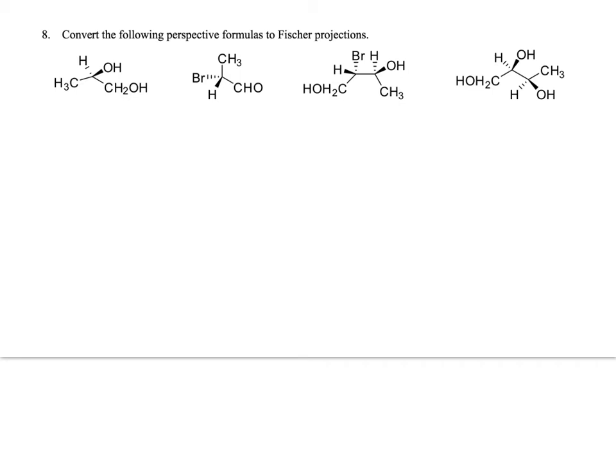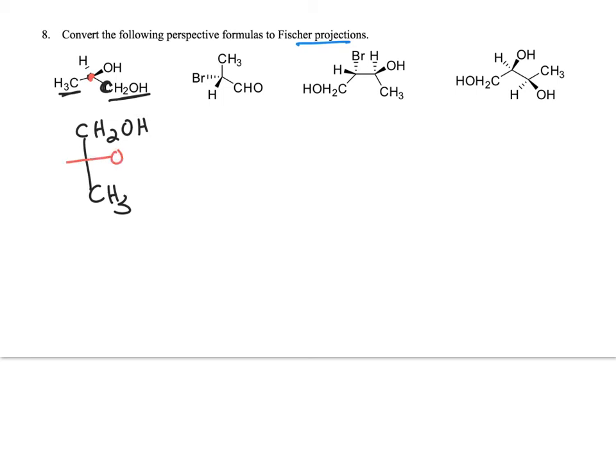Okay, the next problem, we want to convert them to Fischer projections. So you want to put your highest oxidized carbon on top. This is your carbon chain, 1, 2, 3. And your lowest would then be here, CH3. And then your asymmetric carbon would be at the horizontal.